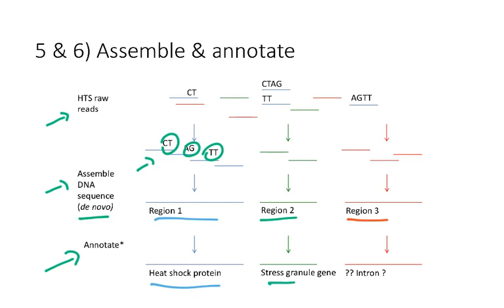The green region is a stress granule gene. We'll talk more about these genes later. This is a little teaser. And then we might find for this red region, it doesn't actually correspond to a gene. It corresponds to a noncoding region like an intron. And that's because, remember, if we're doing this genomic sequencing, we're sequencing everything, both coding and non-coding regions.